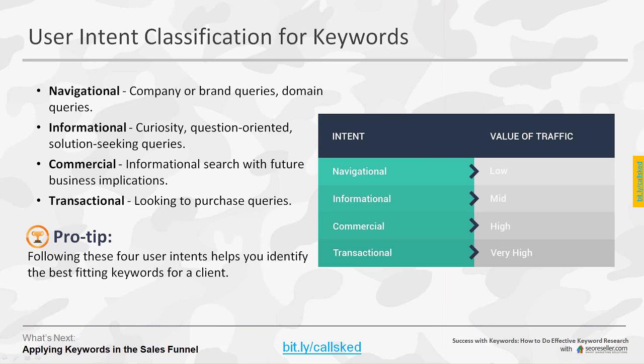Transactional keywords are actually purchasing keywords. If you guys have run SEM or PPC campaigns before, these will look like Thailand hotel deals, Bangkok hotel deals. These are transactional keywords. The business implication is clear and present. The conversion opportunity is high. So a pro tip for all of you: following these four user intents helps you identify the best fitting keywords for your clients.